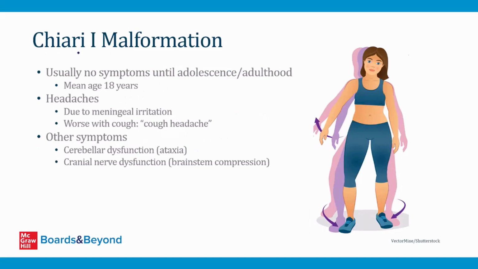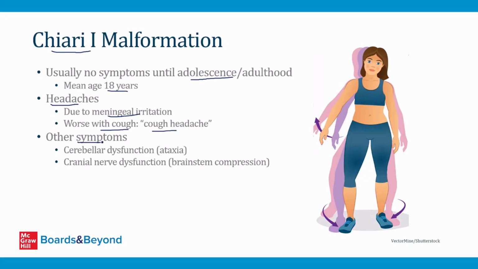So one of the things that's strange about Chiari 1 malformations that you have to remember is that even though Chiari 1 malformations are congenital anomalies, they usually don't produce symptoms until adolescence or adulthood. The mean age when symptoms begin to develop is 18 years, and that's because the cerebellum has to grow in size to reach a point where it starts to cause symptoms. One of the first symptoms many people develop is headaches. This is caused by meningeal irritation. Classically, the headache can be worse with a cough. This is obviously called a cough headache, and this can be a symptom of a Chiari 1 malformation.